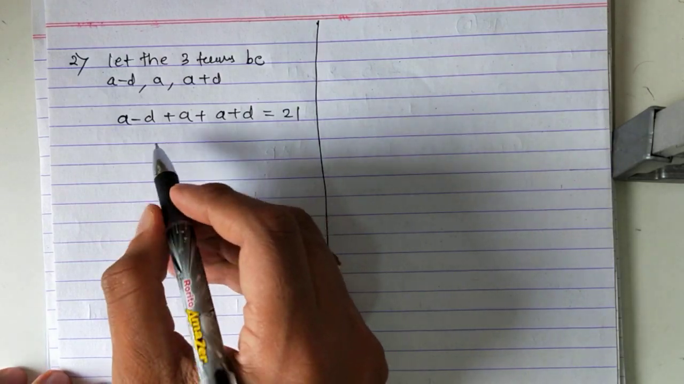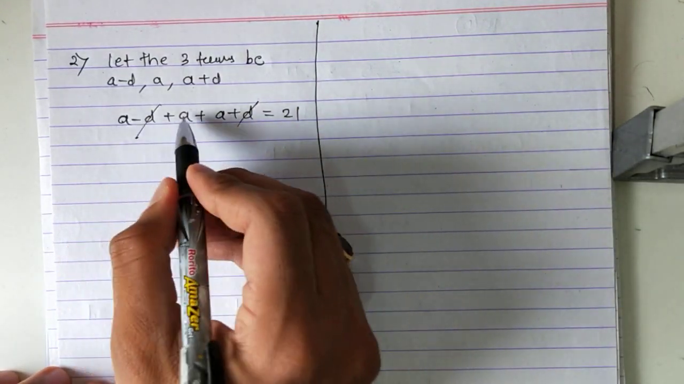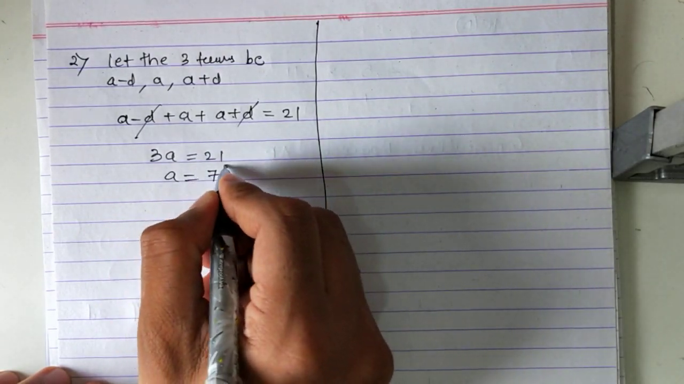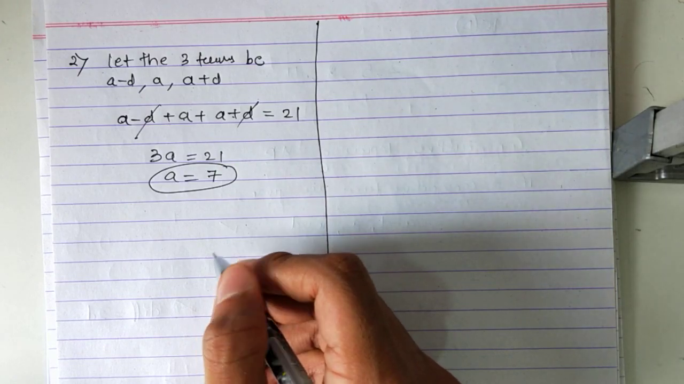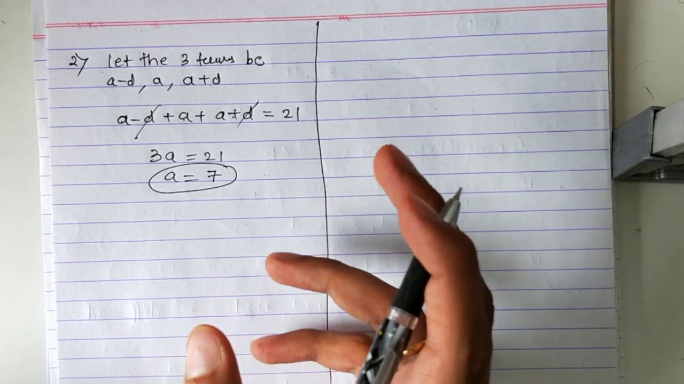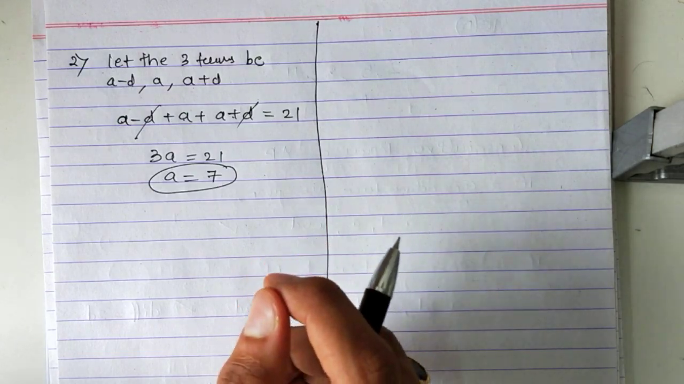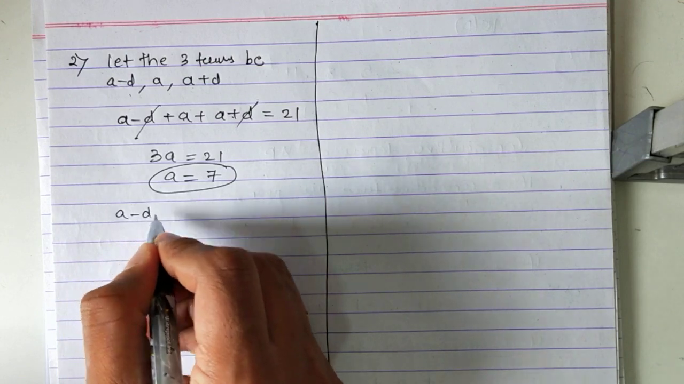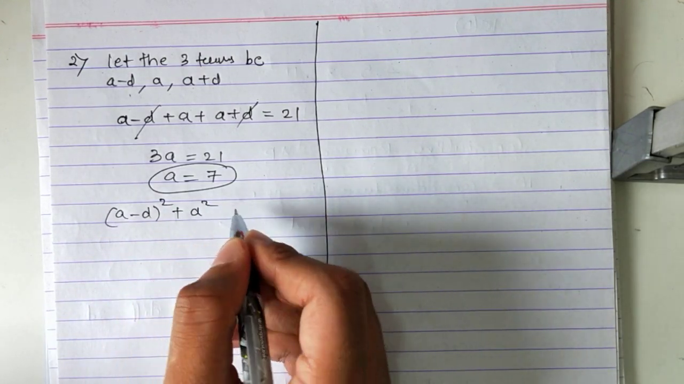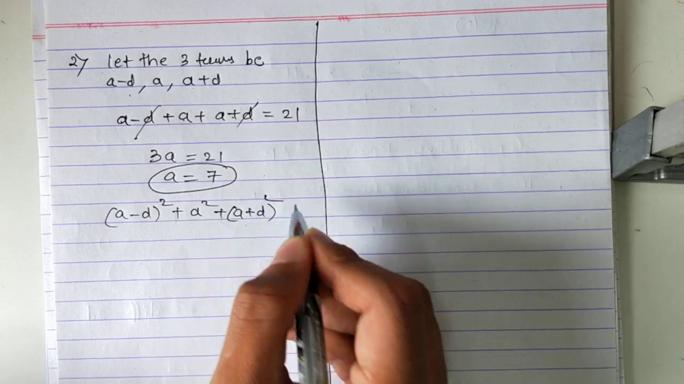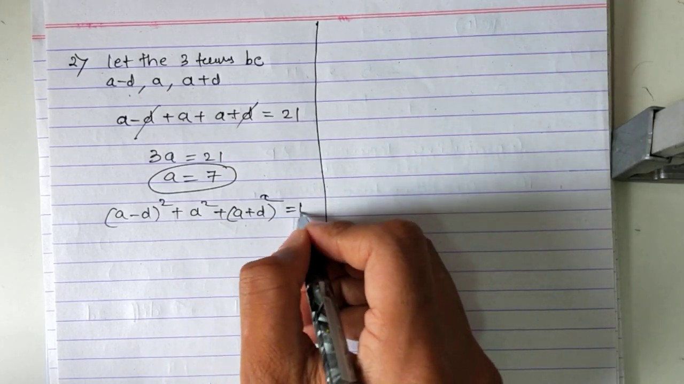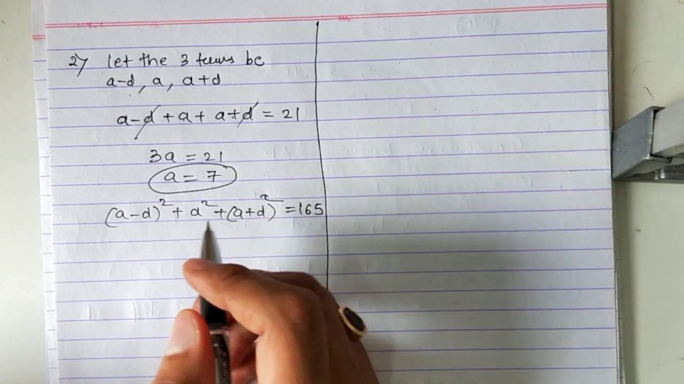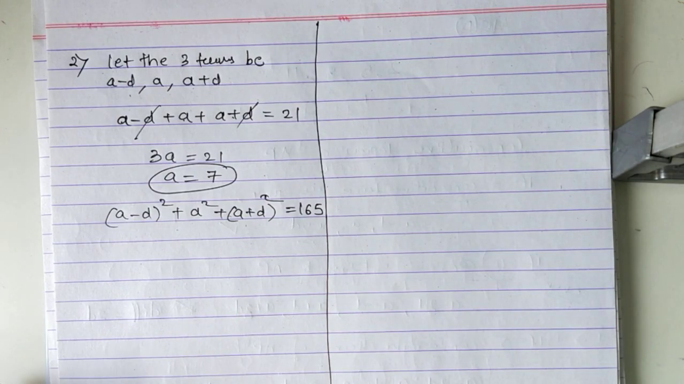Then minus d plus d will get cancelled. a plus a is 3a is 21, therefore a is 7. Correct. The second part of the information says, the question says, sum of their squares is 165. Sum of their squares means a minus d square plus a square plus a plus d square is 165. Sum of their squares is 165.